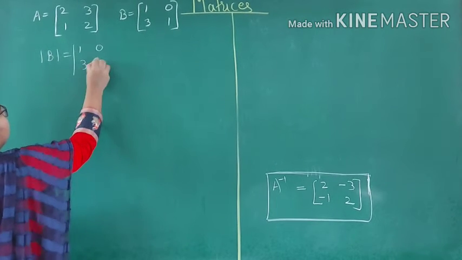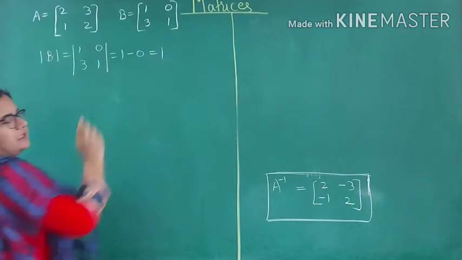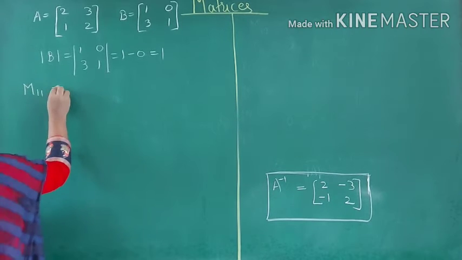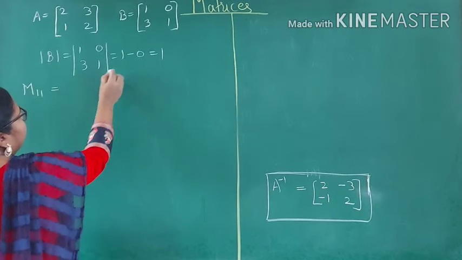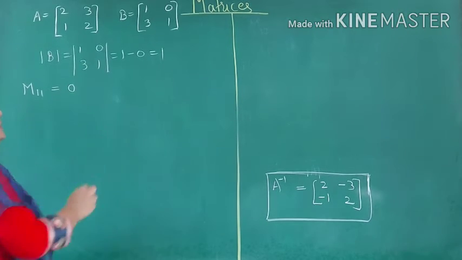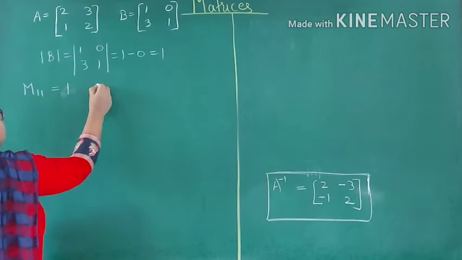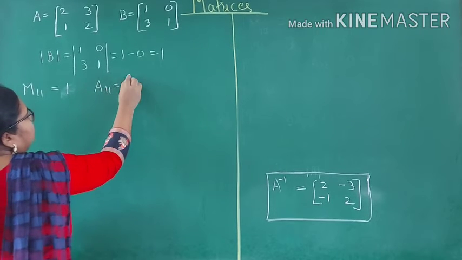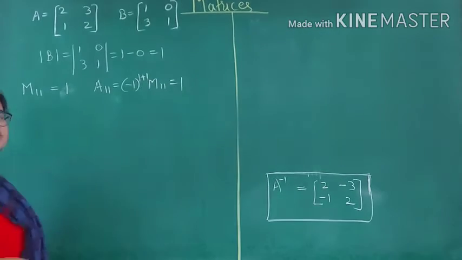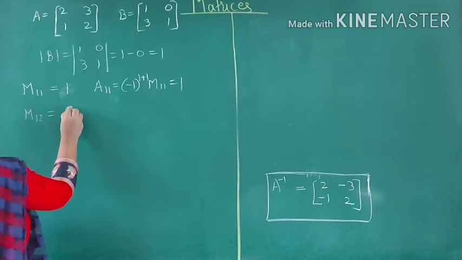So 1 0 3 1. 1 into 1 is 1, 0 into 3 is 0. So again answer is 1. Now we will find the minors and cofactors. M11 is equal to first row, first column. Eliminate, it is 1. A11 is equal to minus 1 to the power 1 plus 1 into M11. Even power, so answer will remain same. Then M12 is equal to first row, second column, answer is 3.